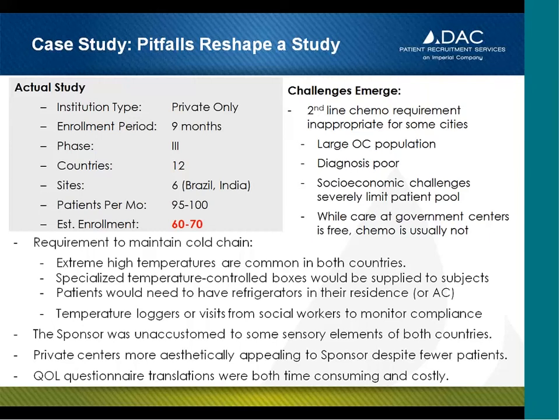Where previously we were looking at 5 countries on the study, the sponsor ended up ultimately having to expand the program into 12 countries. They ultimately reduced the number of sites in Brazil and India from 7 to 6, and the patient pool available at those sites dropped off dramatically when applying the additional information we knew about the protocols. We went from over 500 potentially eligible patients per month to 95 to 100 potentially eligible patients. And we also went from 160 to 180 estimated enrollment at those sites to only 60 to 70 patients.